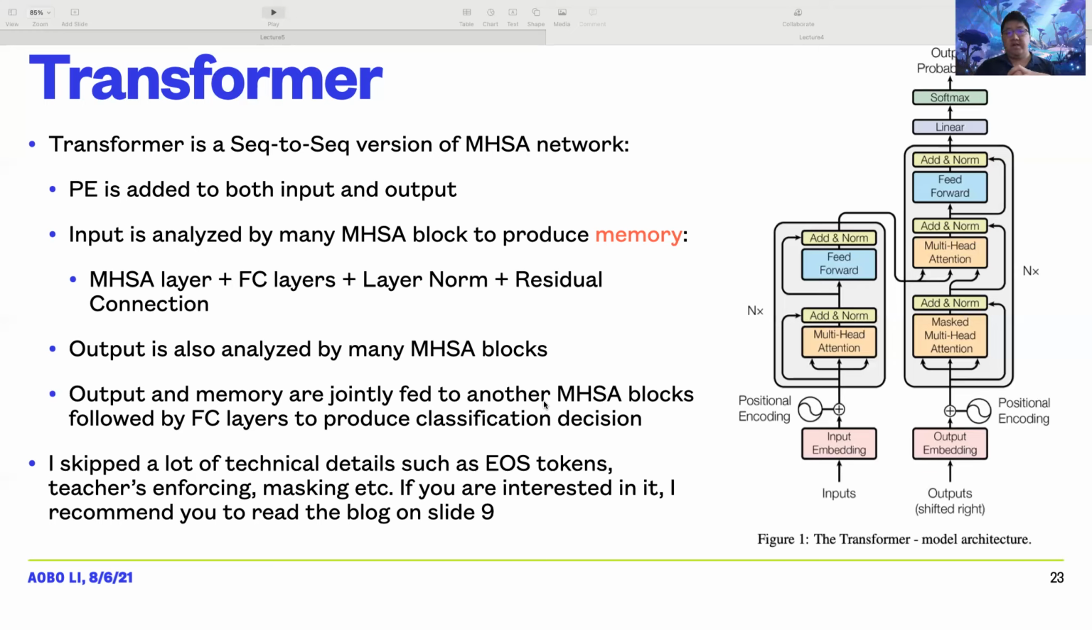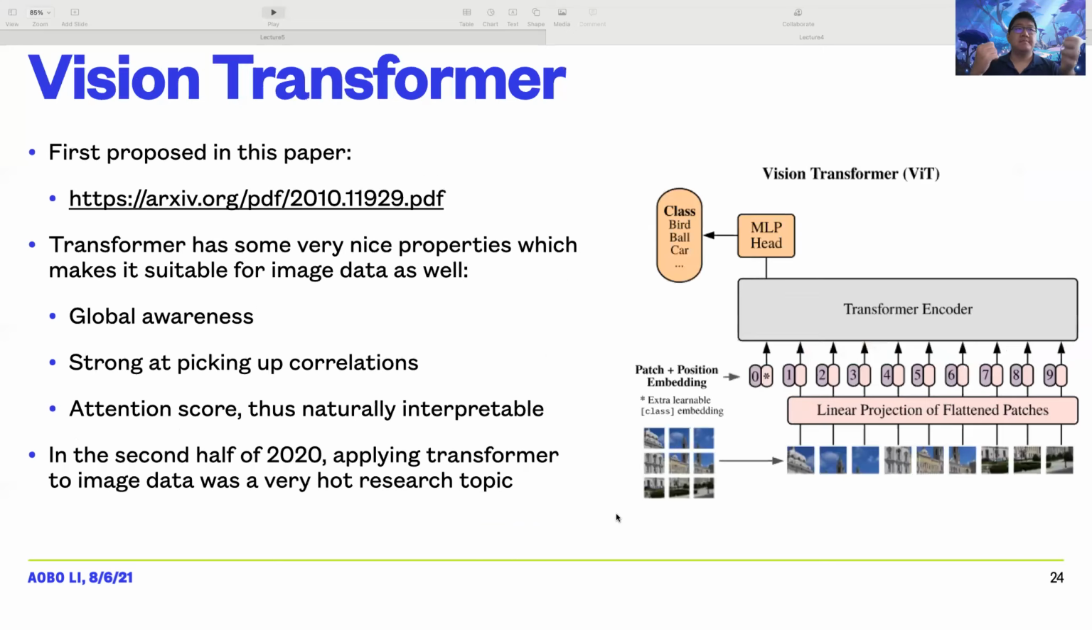So again, here I skip a lot of technical details such as the end of sentence tokens, teacher forcing, masking, etc., because those are really natural language processing specific, and you don't really need them for time series. So if you are interested in this, I recommend you read the blog on slide 9, as I mentioned. I'm also going to list this on the course website.